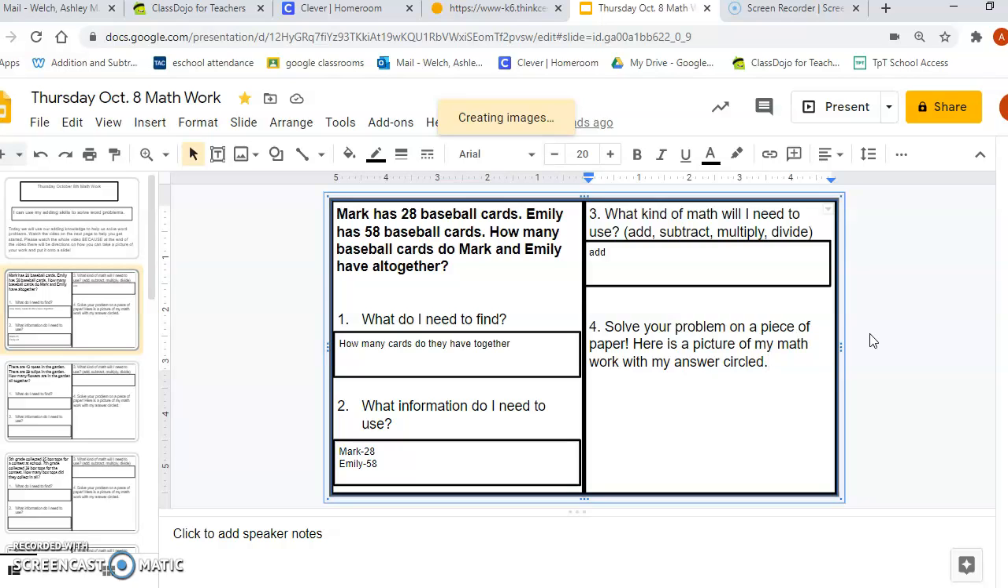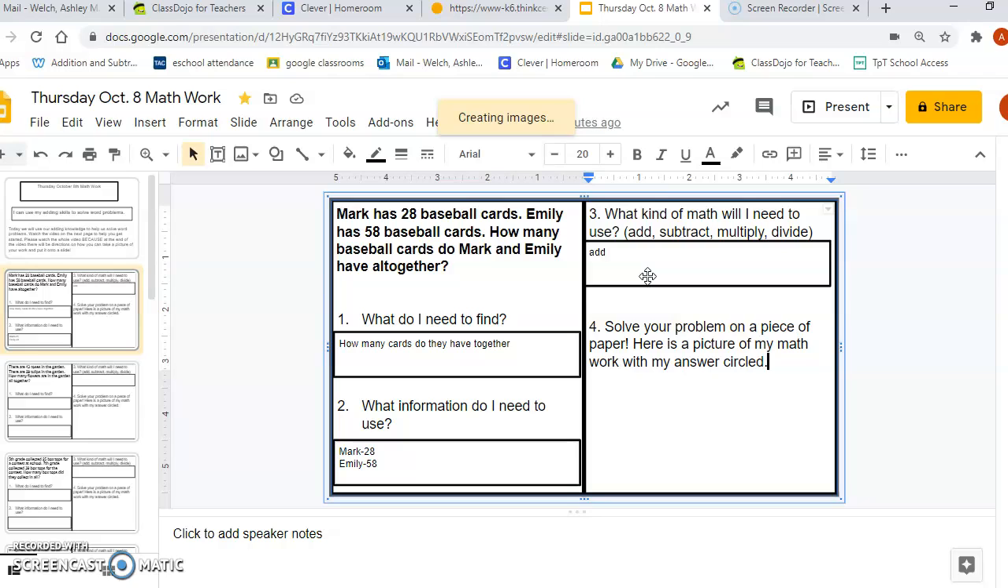my problem. So I have 28 cards for Mark, and I'm doing that on my paper. I know you can't see that at the moment, but I'm doing 28. And Step 3 told me I need to add, so I'm going to add 58. Okay. And I know I'm going to add my ones place first, so I'm going to add 8 plus 8. 8 plus 8 is 16, but I know I can't keep 16 in the ones place because that's 2 digits. So I'm going to keep my 6 ones, but I know I can regroup 10 of those ones and put it into the tens place.